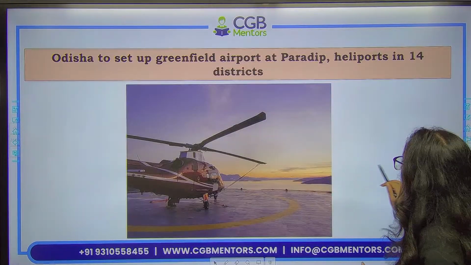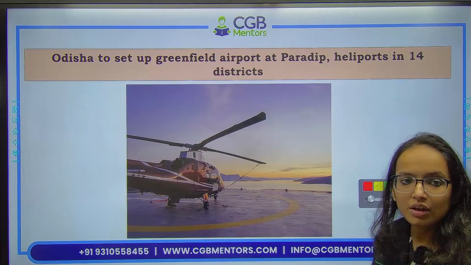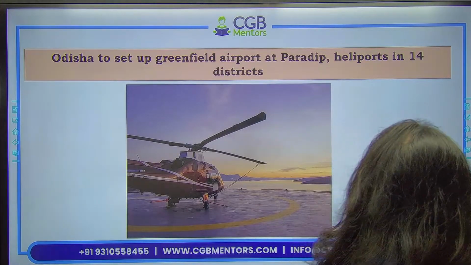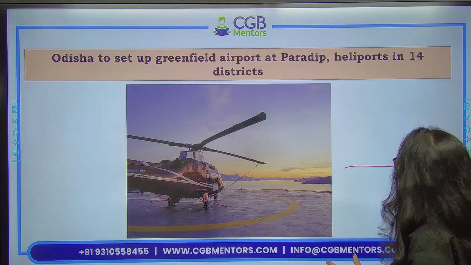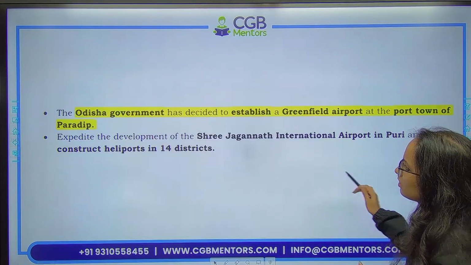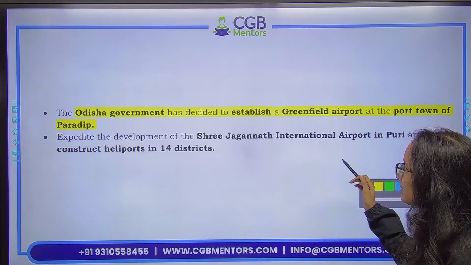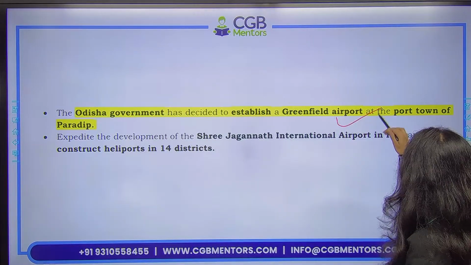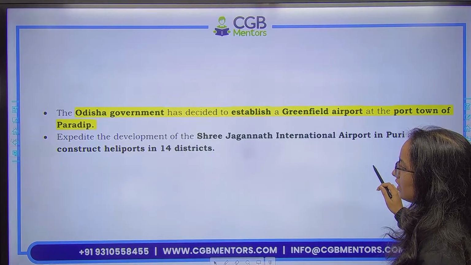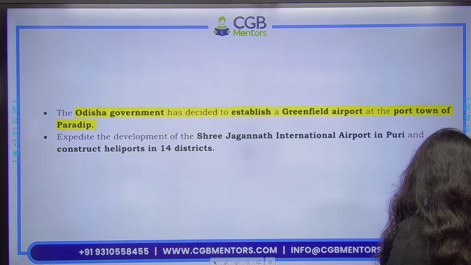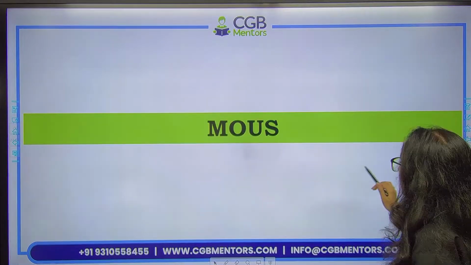Let's move ahead to the state news. We have Odisha to set up greenfield airport at Paradeep and heliports in 14 districts. Odisha government has decided to establish greenfield airport at the Paradeep, and in 14 districts they want to establish helipads.